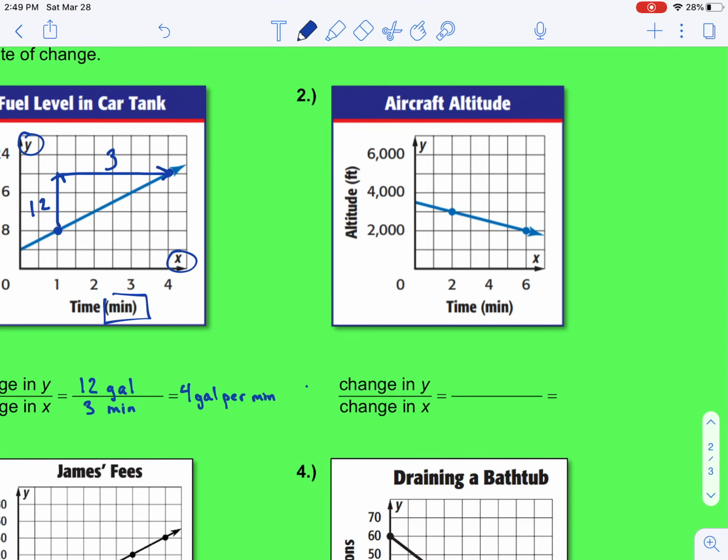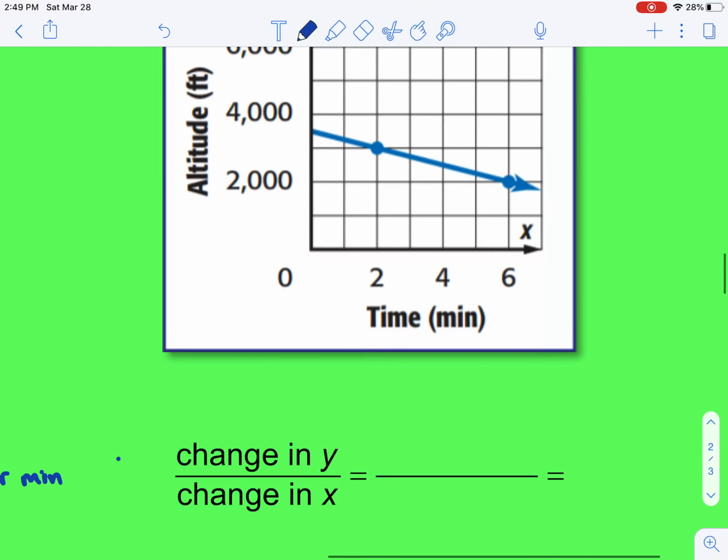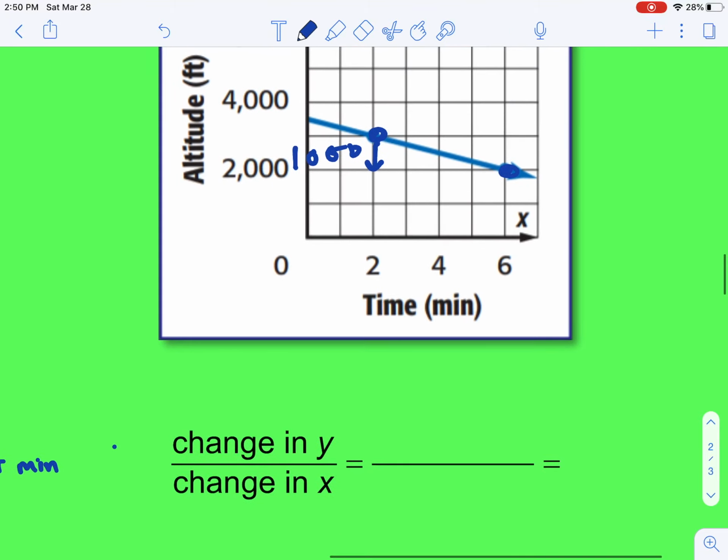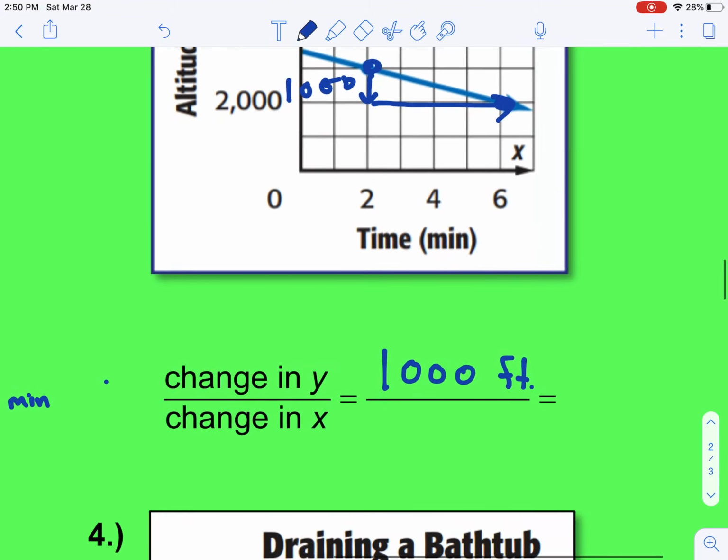Alright, next one. Okay, I'm going to always do change in y first when I look at my graphs. It's a little easier, so I'm going from that point right there to this one over here. So I'm going down 1, but you need to double check. Is that 1? Looks like this one is 1,000. It's 1,000 feet. And our change in x goes from 2, 4, 6. So 1, 2, 3, 4 minutes.